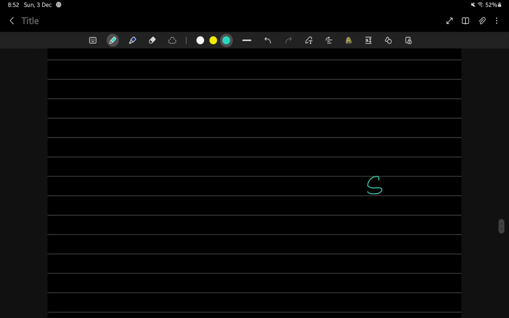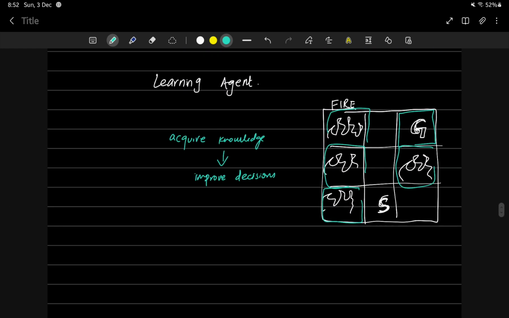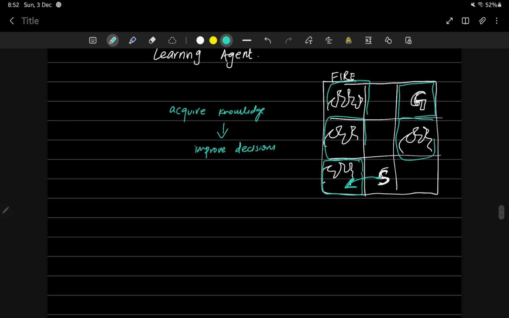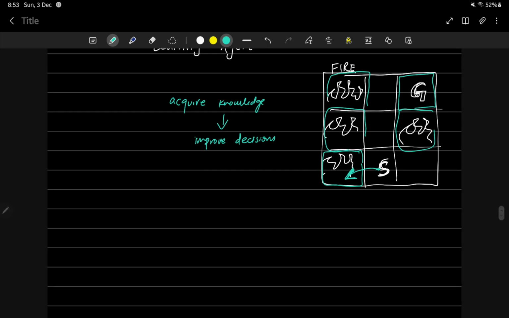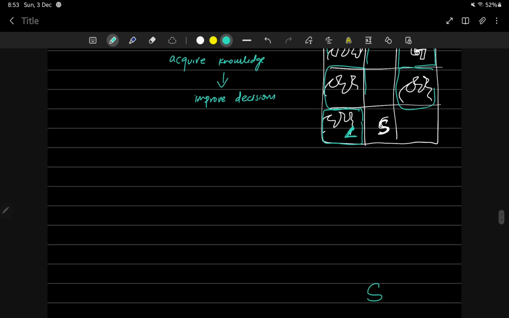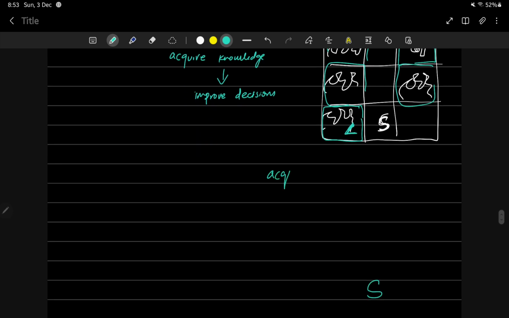And what it will do is, it doesn't even know what fire is. So what it will do is, it will go here, and then it will be like, oh shit, this was fire. I just burned, and I just got killed. So now it will repeat. Now it will acquire this knowledge that do not go into fire, right? This would be the first point.